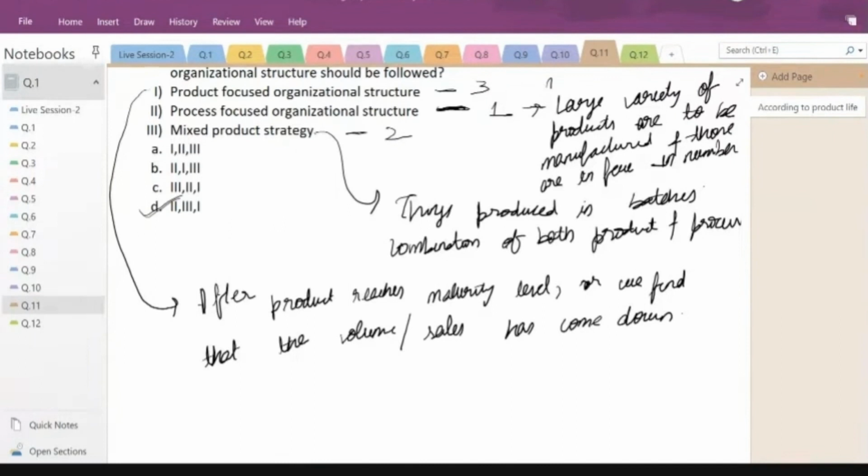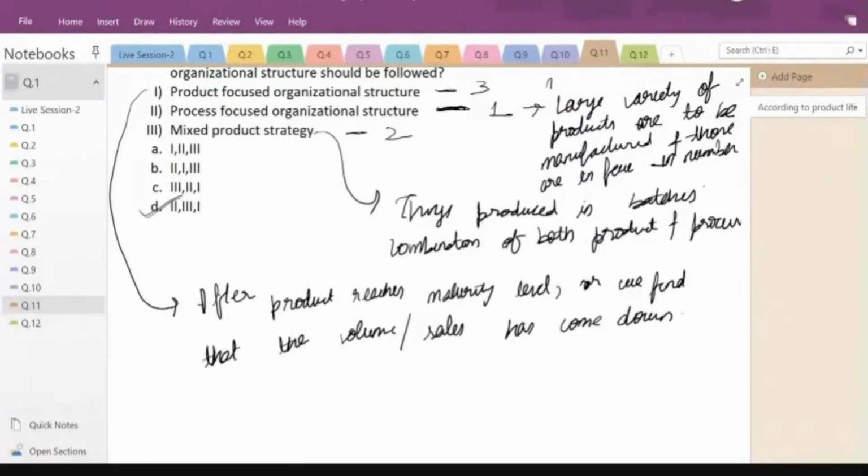Now, slowly, as we move from growth stage to maturity stage, the variety becomes moderate and the numbers also. That is the stage of the mixed product strategy. Further, with the increase of growth, when we find that we will not be able to sustain the variety, the variety is reduced and we go for the product focused organizational structure. Here, continuous production is done. So that's it.